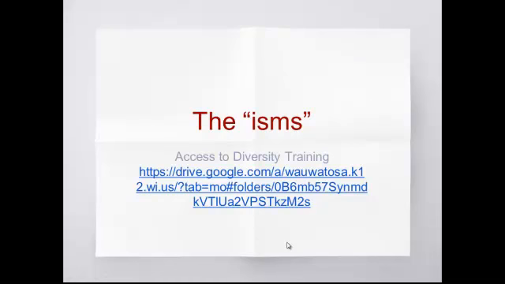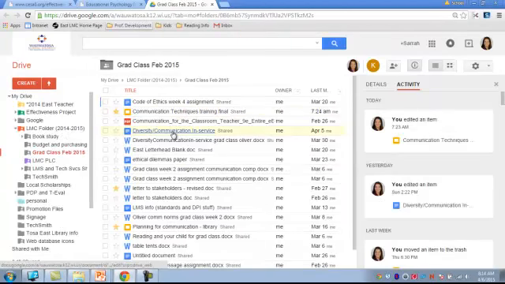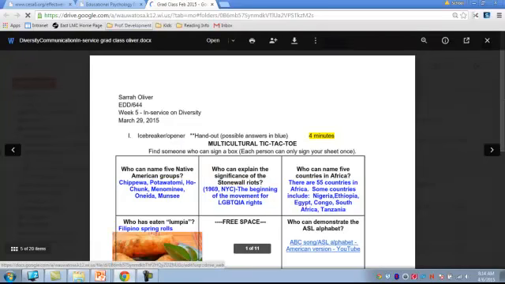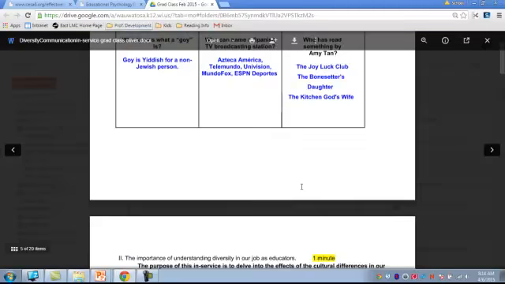Now we're switching on to the isms, I call it. The differences in our world, and especially as teachers, we have this all the time where we have to deal with students. There's things like sexism, ethnocentrism, classism, racism, and ableism that we have to deal with. And I'm going to link up to a diversity training that I put together. And you do not have to go through all of this by any means. But there are different things that I would like to focus on here quickly.